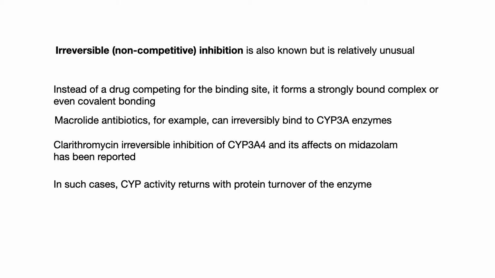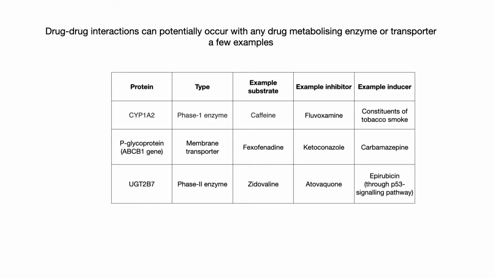Now, don't get the idea that drug interactions are only with CYP enzymes. Far from it. It can occur with virtually any transporter enzyme, and I've just given an absolute tiny snapshot here of examples. So you have a CYP enzyme, you've got a transporter protein, and you've got a phase 2 enzyme involved in glucuronidation there as well. So I'm not going to go through that in any detail. I've just given examples to show that these drug interactions can potentially occur with any protein, in actual fact.